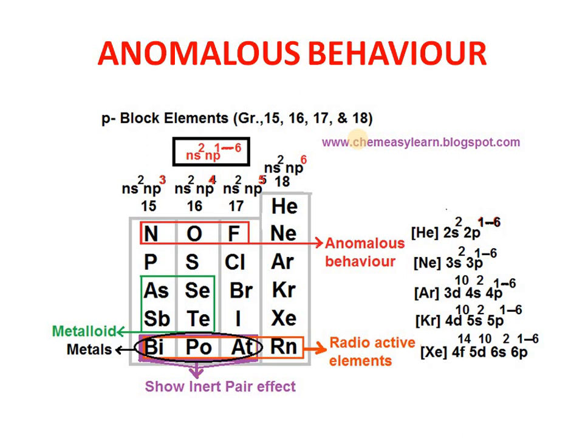So the point here is why it is anomalous behavior. This is due to non-availability of d orbitals. And nitrogen is highly electronegative as compared to phosphorus. Nitrogen has a small atomic size as compared to phosphorus. This is an anomalous behavior due to absence of d orbitals. Due to very small size, electronegativity is very high. These all properties are related with anomalous behavior.